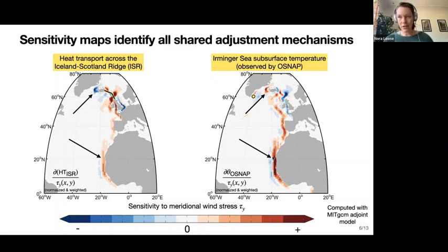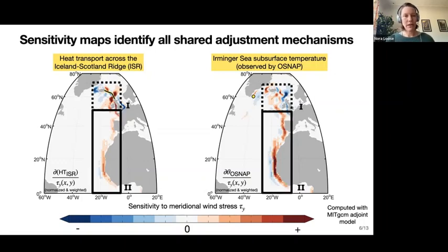So the nice thing about the Adjoint now is that it tells us about all sensitive spots, not just the two that I tested in the forward perturbation experiments. So we can roughly identify two regions where both of these metrics show sensitivity. In box 1, sensitivity of opposite sign, and in box 2, sensitivity of equal sign. And the underlying mechanisms are very similar to the ones that I've shown you in the movies.